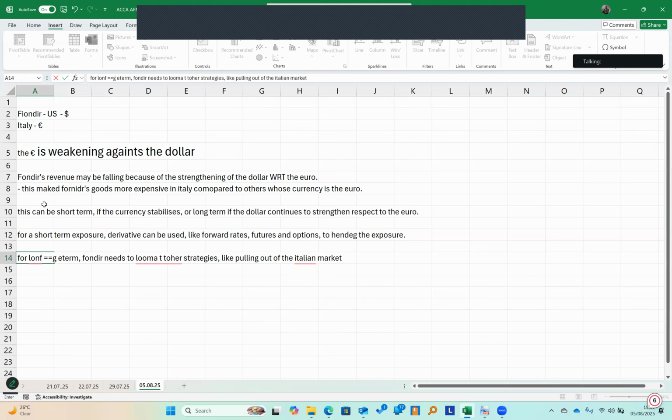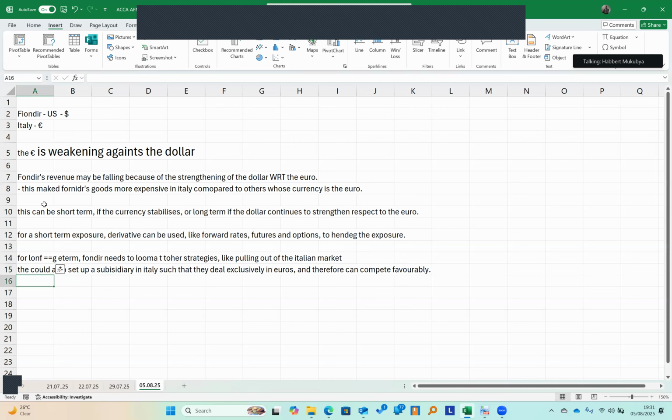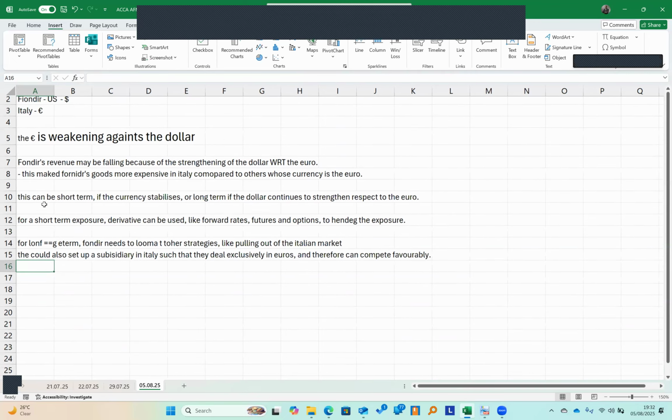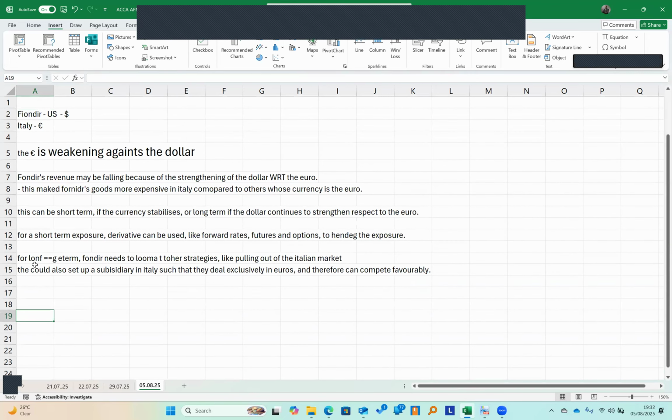Now, what other thing can they do? They could also set up a subsidiary in Italy such that they deal exclusively in euros and therefore can compete favorably. So that's what they can do. As I said, that is for long term. So this is what they wanted you to write for that first part.